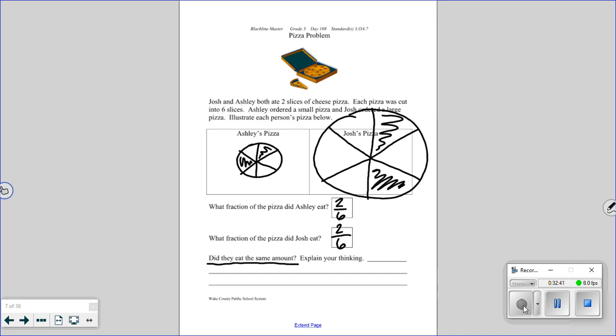If I am counting pizza, cheese, toppings, crust, the person that ate more of that stuff is Josh. Look at the size of the pieces. They're so big. So yes, the fraction is the same. Josh ate 2 slices from his, and Ashley ate 2 slices from hers. But they were already different size pieces. Does that make sense? So answer that question in your notebook. Did they eat the same amount? It should be more than one word.